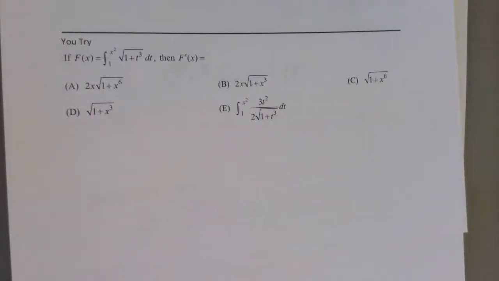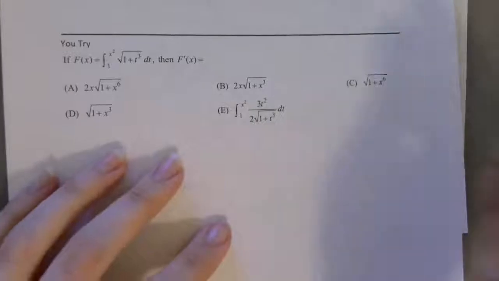So now I have an example 2, which is a you-try problem. So go ahead and try this problem. Pause the video to work it out. You're doing big F of x is the integral from 1 to x squared of the square root of 1 plus t cubed dt. And you're finding f prime of x. You're taking a derivative here. By this point, you should have paused the video to try to work out this problem. We're going to do it together now.